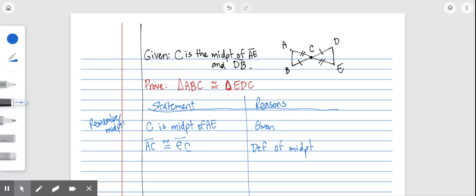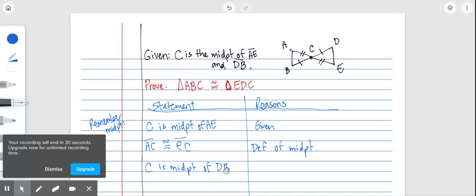All right. So then I am given another piece of information. I know that C is the midpoint of DB also. And that's again given. Which means that BC is congruent to DC. Okay, and that is again by the definition of midpoint. Okay, I'm going to continue this in the next video.